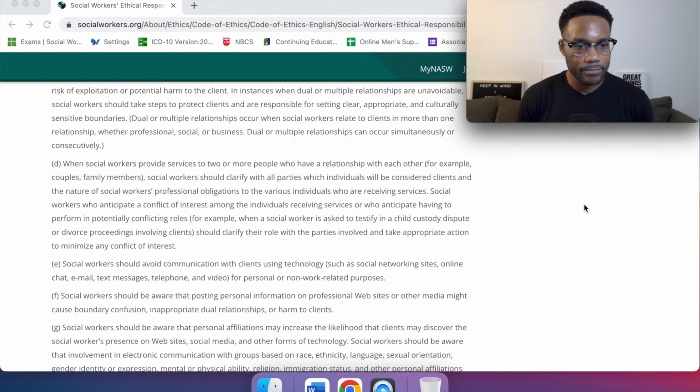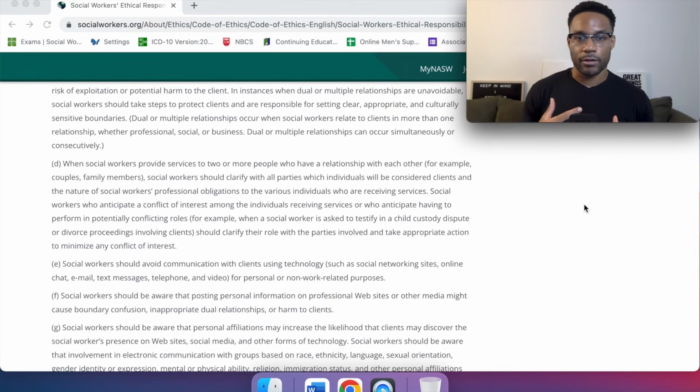F, social workers should be aware that posting personal information on professional websites or other media might cause boundary confusion, inappropriate dual relationships, or harms to the clients. So be mindful of what's called your digital footprint. Everything we post online can be accessed by someone.